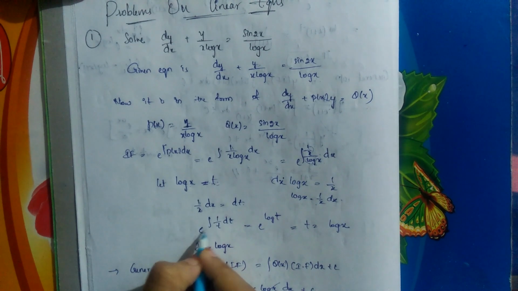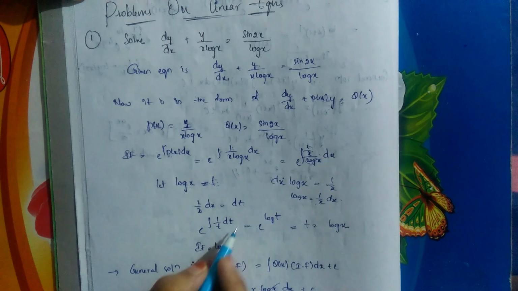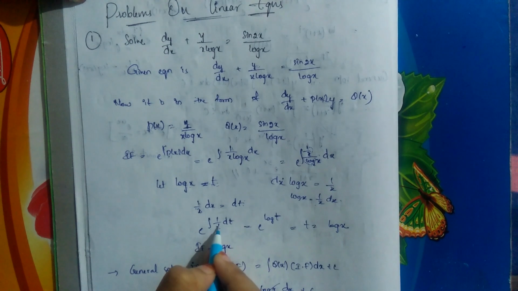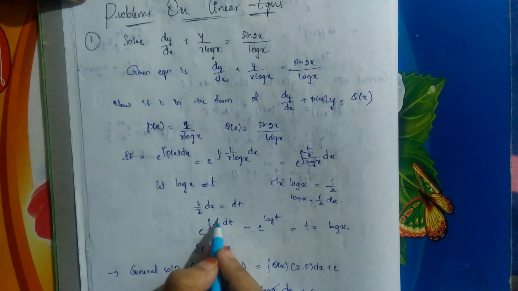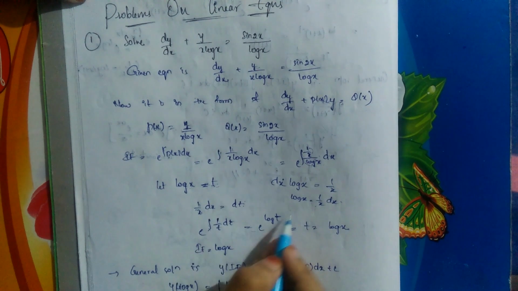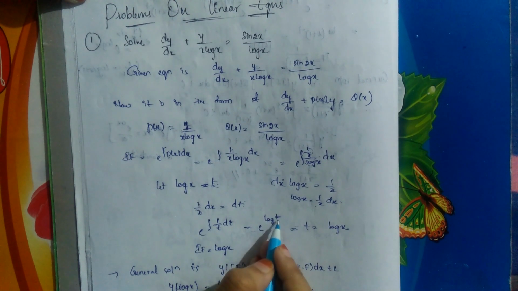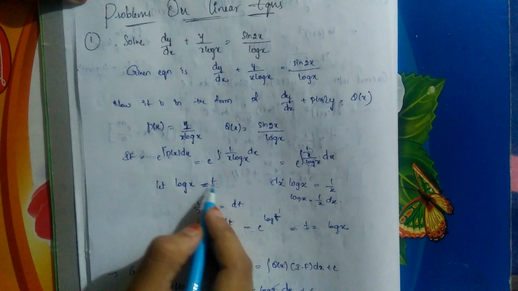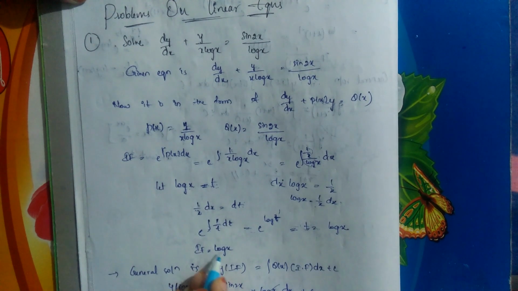So now e power integral 1 by t dt. Here we are writing log x as t and 1 by x into dx as dt. So e power integration of 1 by t dt. Integration of 1 by t is log t. We know that e power log x power n can be written as x power n, so e power log t is t power 1, nothing but t. We assumed t as log x, so t is equals to log x. This is the integrating factor, that is log x.